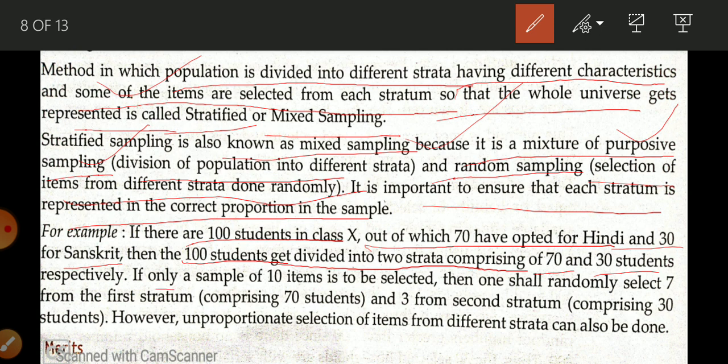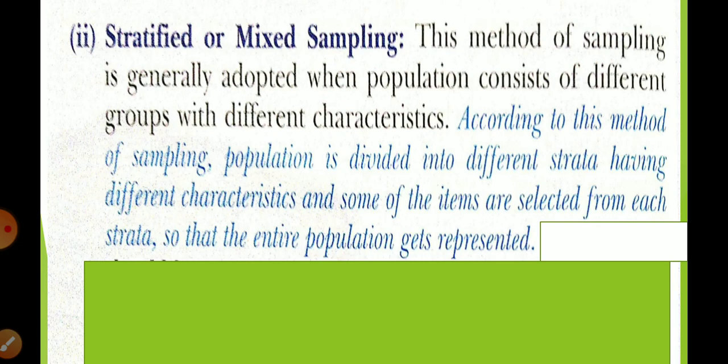If only 10 students are to be selected by the investigator, what can he do? 7 from the first group, from the 70 students, and 3 from the 30 students. So this is your random sampling. Now these are the lines from your own book.